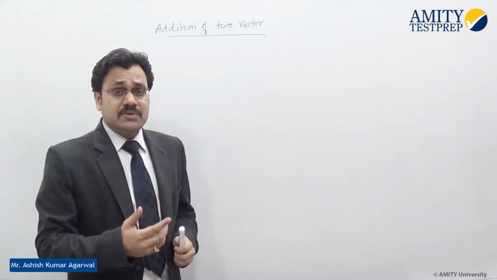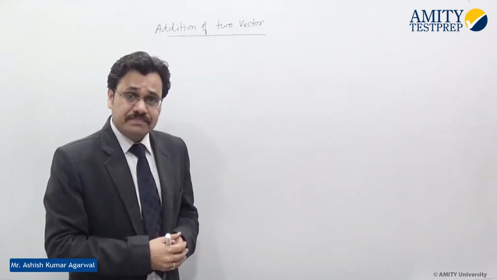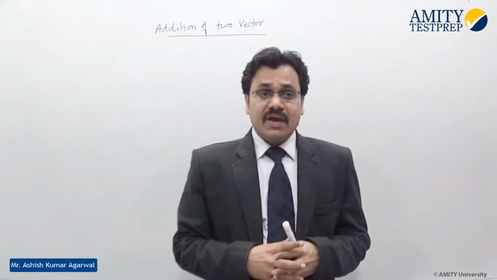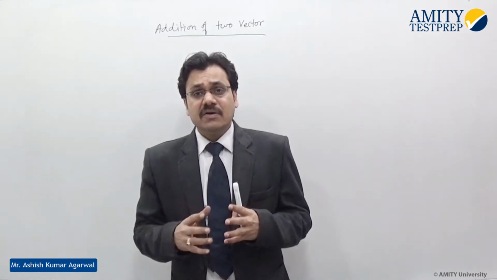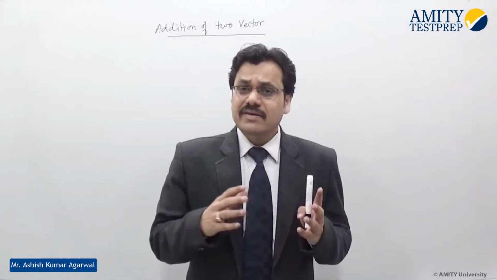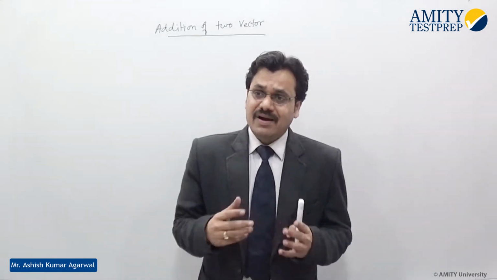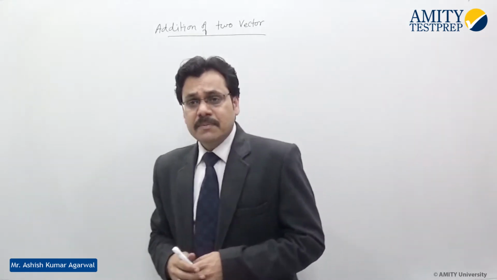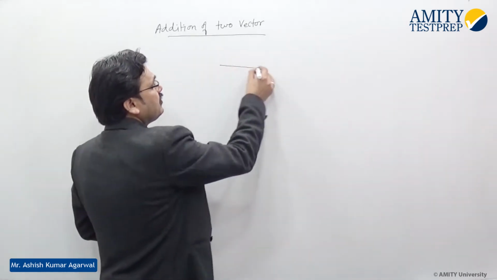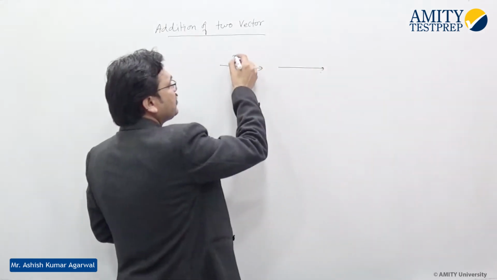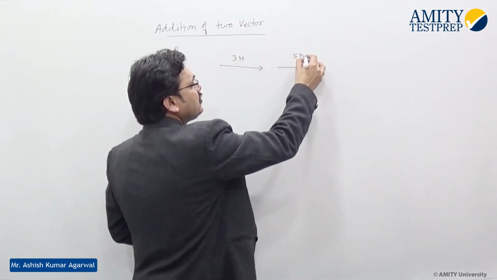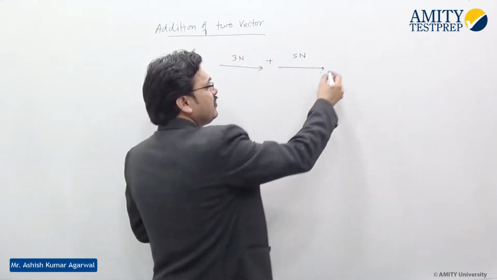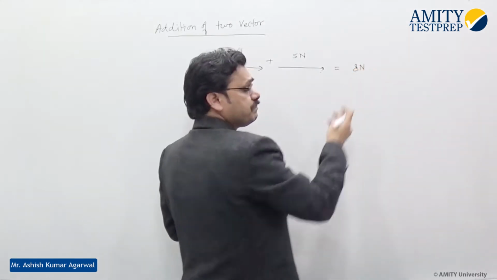Now suppose I have two vector quantities. How will we add two vector quantities? Again, I have to say addition of two vector quantities is quite easy if they are either in the same direction or in opposite direction. Suppose I'm just taking an example. If I write two forces, suppose they are acting in the same direction and you want to add these two forces, the resultant should be 8 Newton.